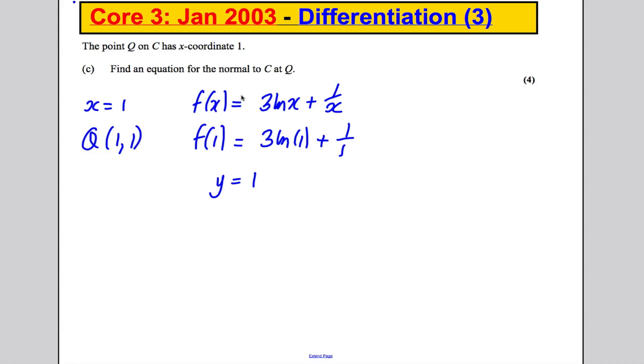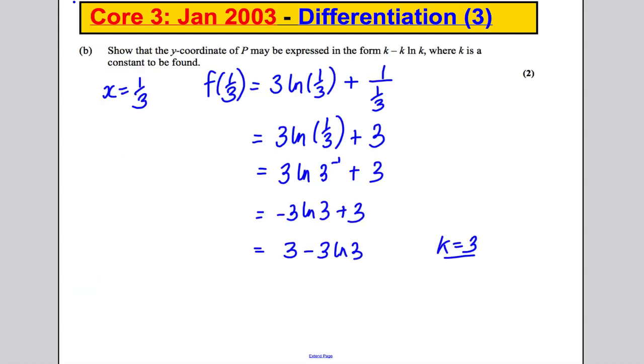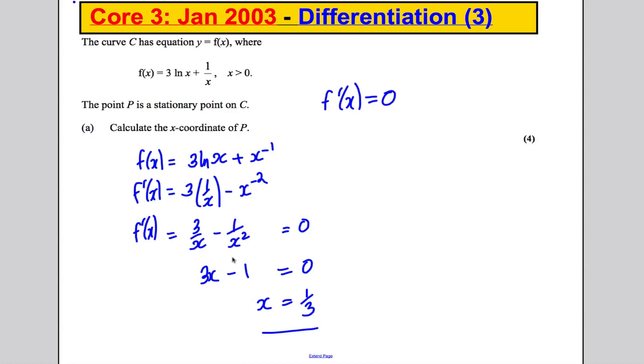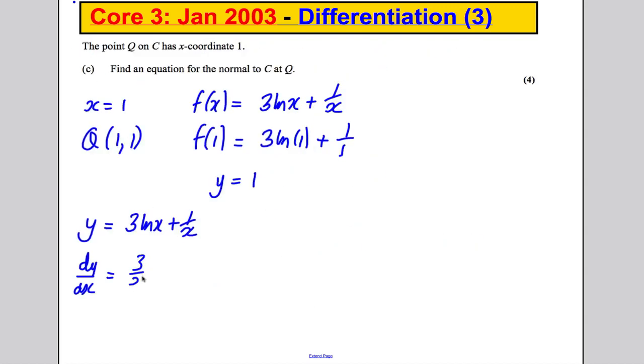We need to work out the gradient of the tangent at Q, and that will help us work out the gradient of the normal at Q. So we need to work out dy by dx for the function 3 ln x plus 1 over x. We have looked at this previously. Dy by dx is 3 over x subtract 1 over x squared. And we want to work out what dy by dx is at the x point 1. So that would be 3 subtract 1, which is 2.